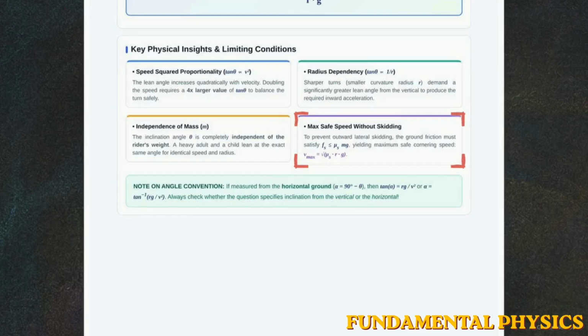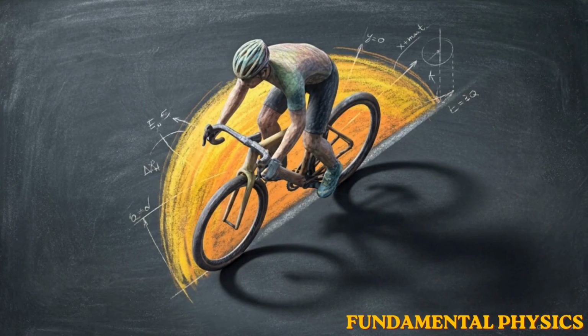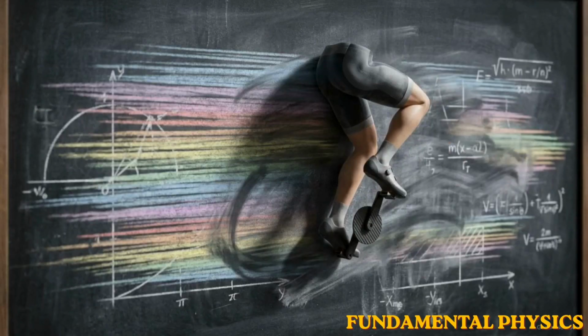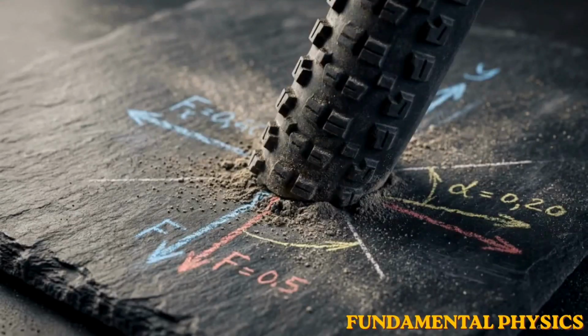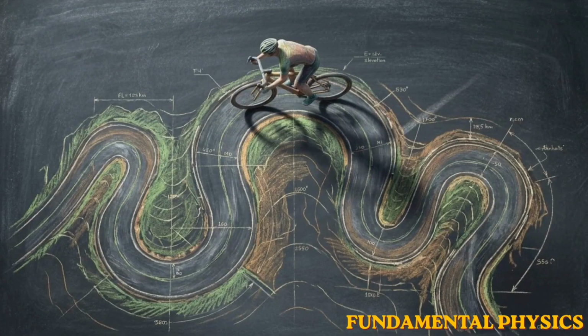At this threshold, the pavement's friction coefficient can no longer hold the bike on its path. The leaning cyclist operates at the intersection of these variables, constantly adjusting for speed, the curve radius, and tire grip to maintain the balance required for dynamic equilibrium.